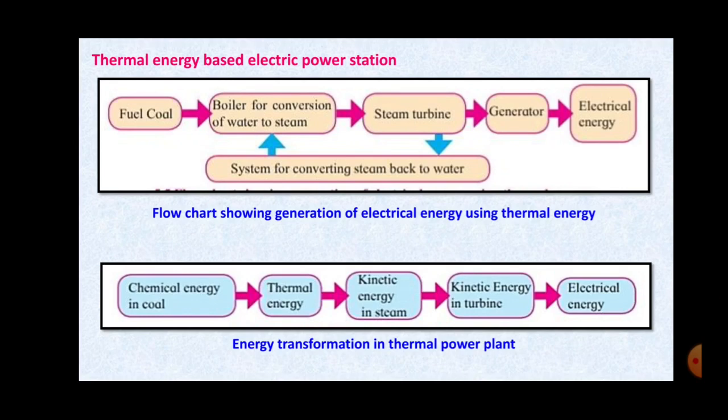So see, actually the first and the second flow charts are the same. Only in the upper one we had written the names of the appliances. Boilers are there, turbines are there, generators are there. And in the second one we had written about the energy transformation, how the energy is transformed from one type into another. So chemical energy converts into thermal energy into kinetic energy, which rotates the turbine, and thus the generation of electrical energy takes place.